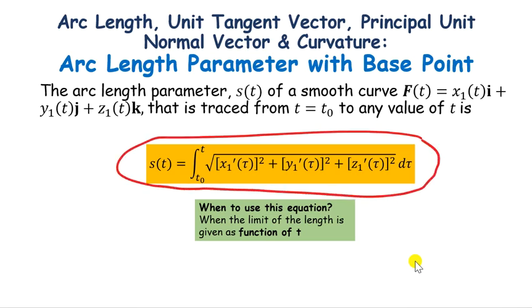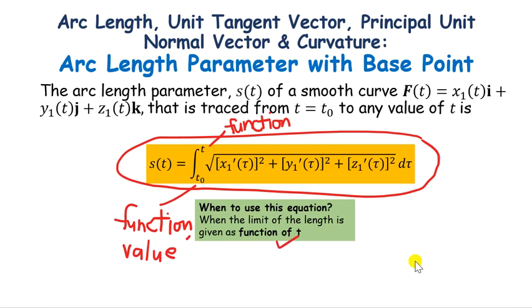So for this equation, you can notice that the limit for t naught, t is normally a function of t. It's a function, and this can be a function or it can be a value or both. So it can be either function or value. We use this equation when the question gives you the limit of the length as a function of t.